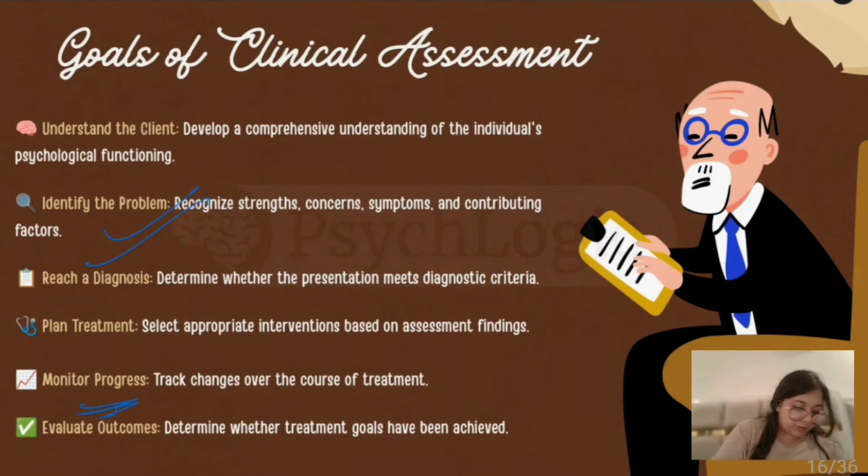Then we monitor progress. You don't just go about with the treatment. You also need to see, is the treatment helping? Are the symptoms reducing? Are they still maintained? Are they increasing? So we are monitoring that. And the last is, we evaluate the outcomes. In the starting, we set some goals, right? So have you actually met the goal? Has the person improved? Do they still need support or can we terminate, right? So it's a complete assessment cycle.